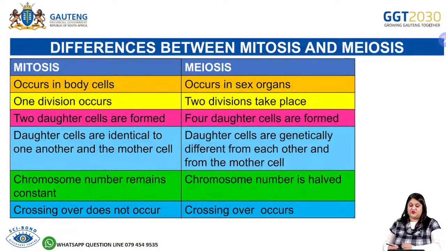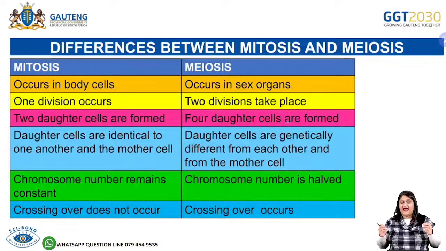And then we're moving on to our differences between mitosis and meiosis. Okay, so the main thing is that mitosis occurs in body cells, and meiosis occurs in the sex organs. In mitosis, there's 1 division, and in meiosis, there are 2 divisions. In mitosis, 2 daughter cells are formed, and in meiosis, 4 daughter cells. In mitosis, the daughter cells are identical to each other and to the mother cell. In meiosis, the daughter cells are genetically different from each other and from the mother cell. That's why we have genetic variation there.